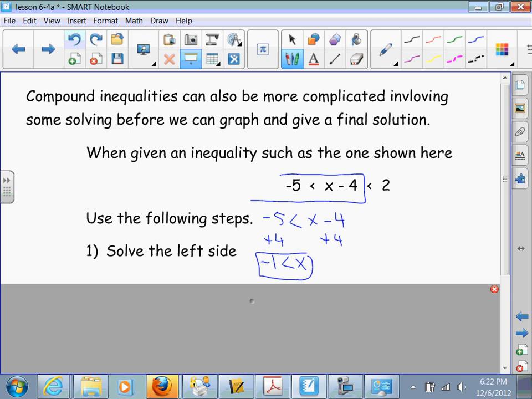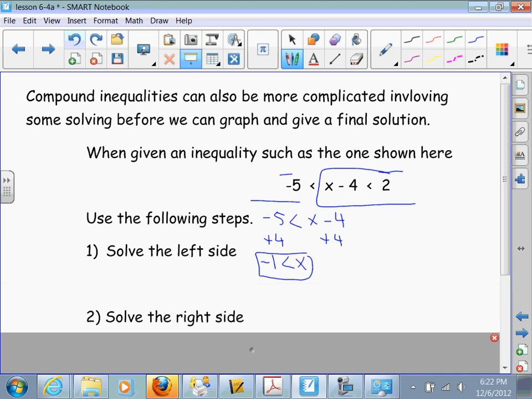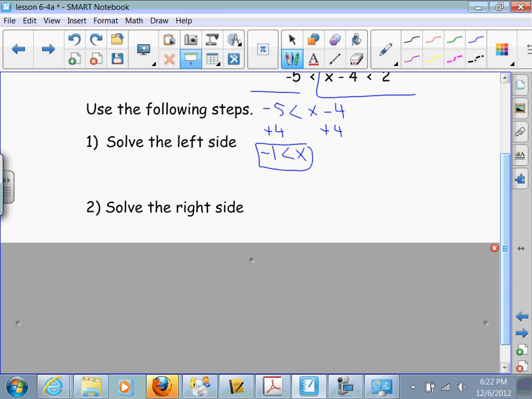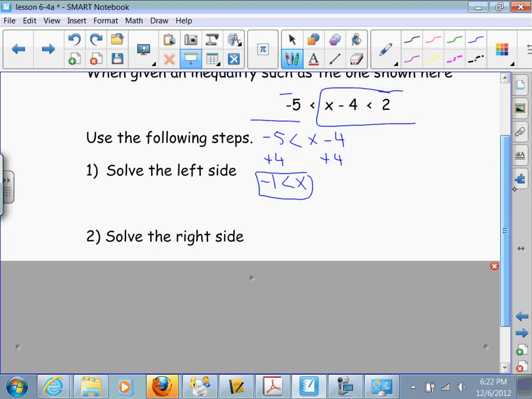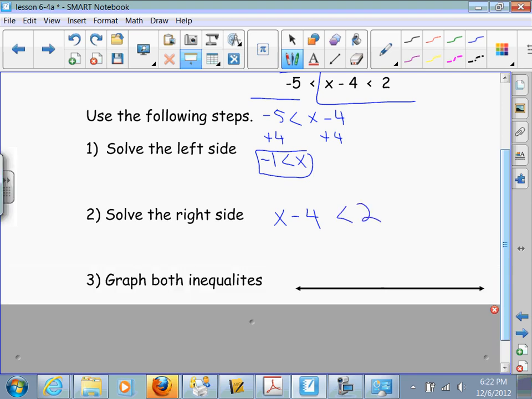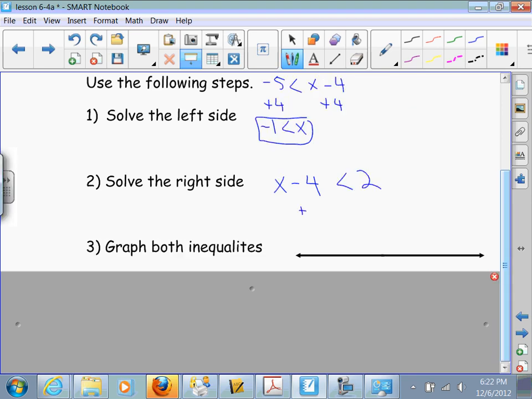Then we're going to go ahead and solve the right-hand side. So we take this piece, okay, and we do that. I'm sorry, let me show you the step here. Second step is to solve the right-hand side. So I guess I'll write that over here. It's x minus 4 is less than 2. All right, and then solving that, we have plus 4, plus 4. We have x is less than 6.